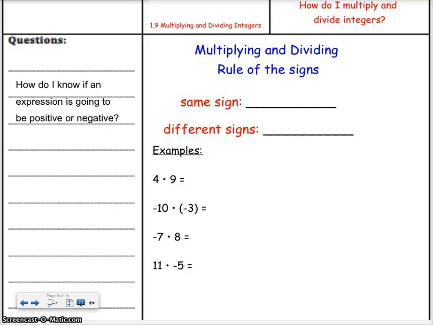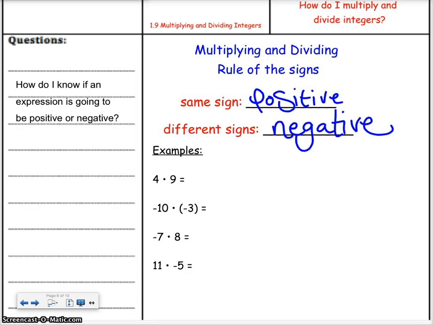Simple. Multiplying and dividing is such a nice little brain break. All you have to decide is if it's going to be positive or negative. So if it's the same sign, it's positive. If they're different, it's negative. It's the same application as adding integers, where if they're the same, it's positive, you think plus. If they're different, it's negative, you think minus, okay?